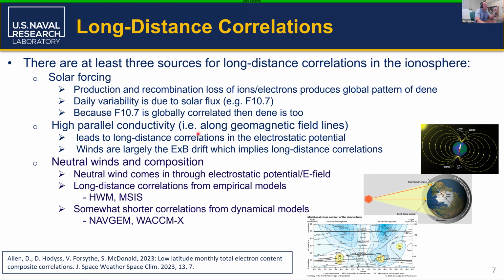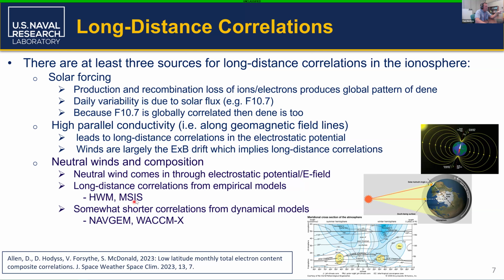I mentioned these long distance correlations along the geomagnetic field lines. We explicitly make an assumption in the model that there is a high conductivity along the field lines, and that assumption leads to the electrostatic potential being constant on field lines, and that immediately implies long distance correlations in these ion motions that we just saw. And then there are, of course, the neutral winds and the composition. Those things come in through the electrostatic potential and force all sorts of things in the model.